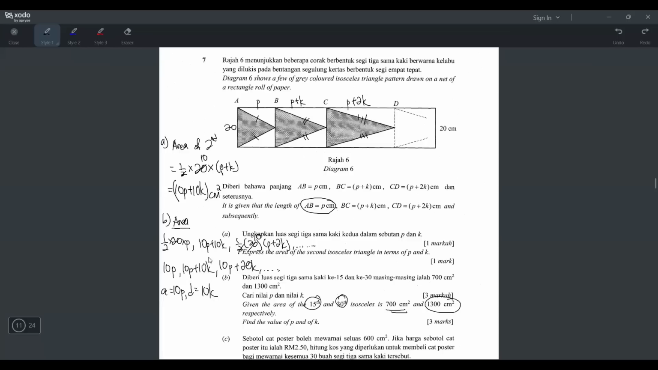After I write down the progression, now we can focus on the information given here. The area of the 15th is 700 cm square. So we can write T15.